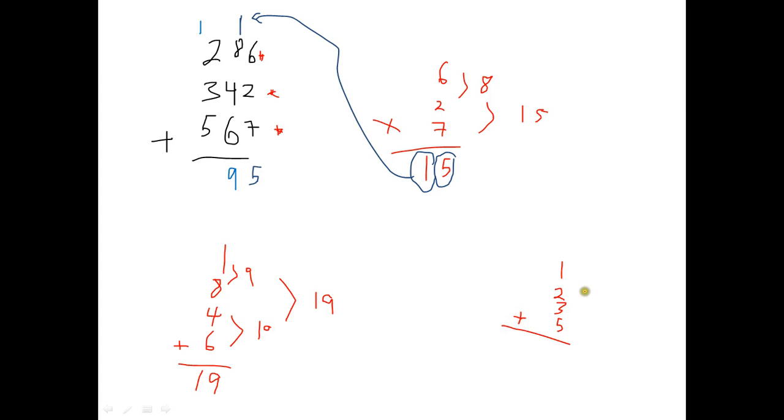Okay, so here, 1 and 2 is 3. So that makes it 3. 3 and 3 makes 6. And 6 and 5 makes 11. So the answer here is 11.